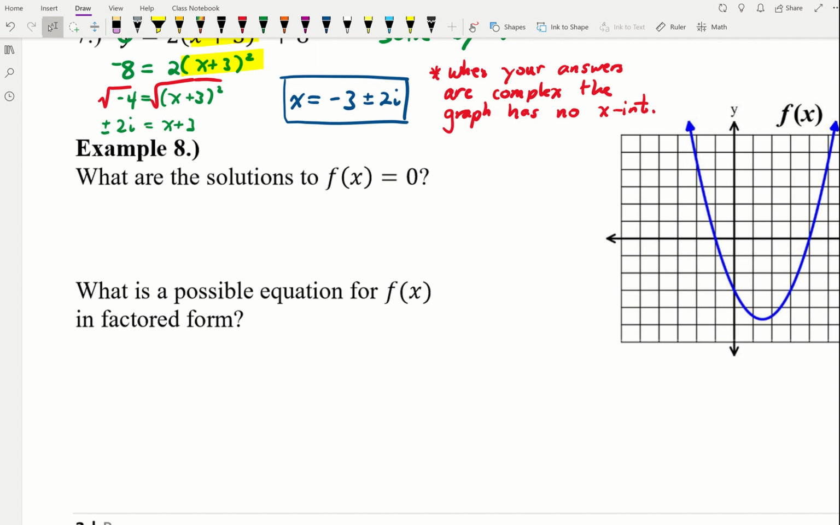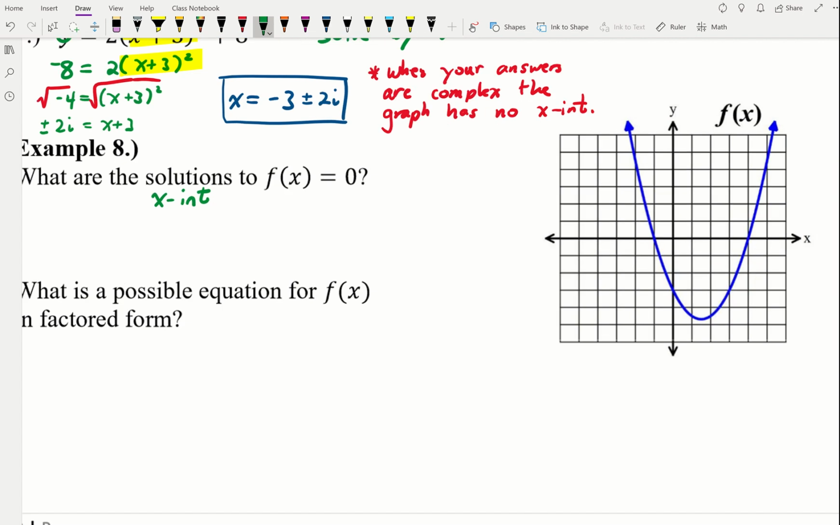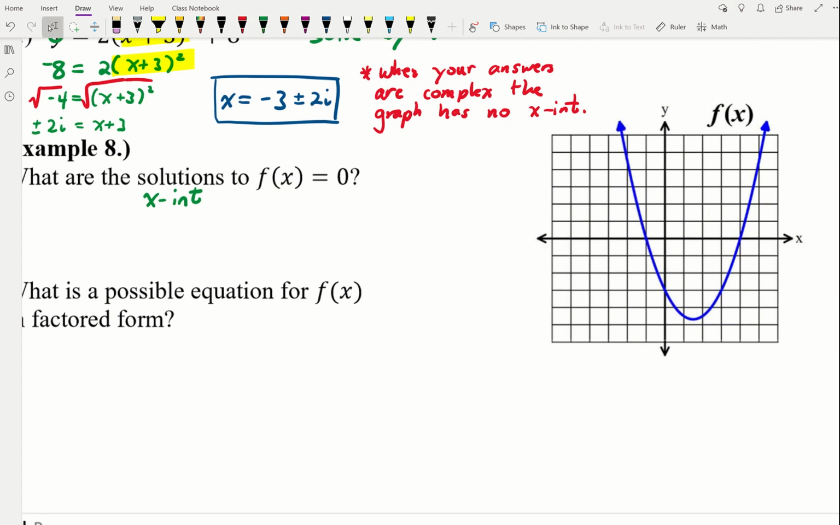So example 8, same idea. What are the solutions to the function f of x equals 0? Only this time we're given the graph. So what you need to remember is that solutions are simply x-intercepts. So there's really not a lot of work that needs to be done on this problem. It's just knowing that solutions also means x-intercepts. So if we look at our graph, there's an x-intercept here and another one here. So x has to equal negative 1 and then 1, 2, 3, 4, positive 4. Those are the two solutions.